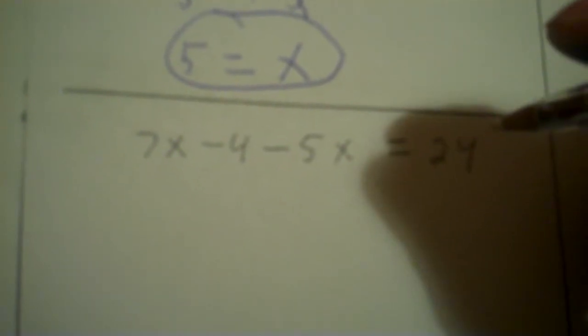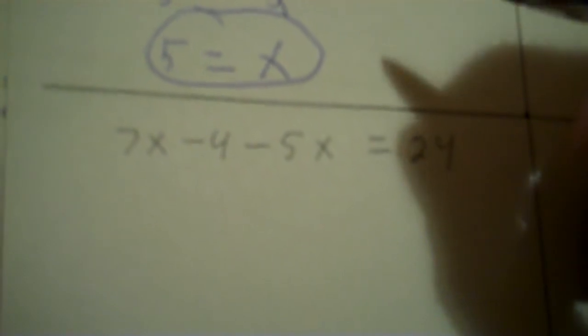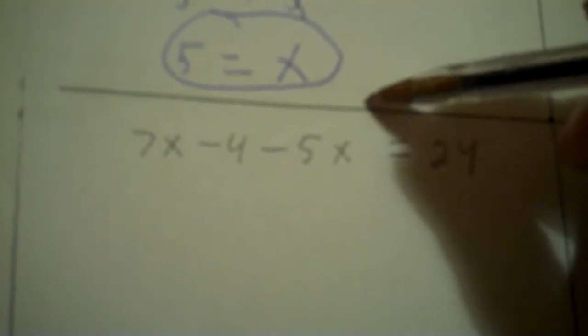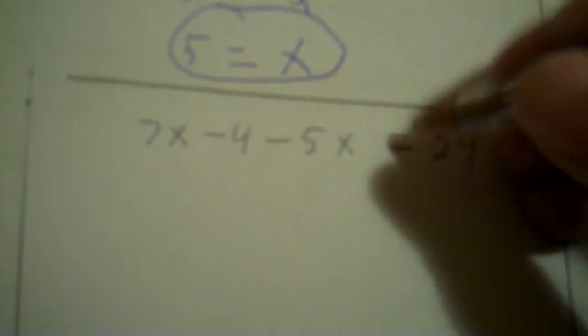Alright, next problem. 7x minus 4 minus 5x equals 24. Well, we don't have any parentheses, but I can't make that little wall yet, because I've got two x's. Are they on the same side of the equals, or are they on opposite sides? They're on the same side. So when they're on the same side, we make our little v and write add.